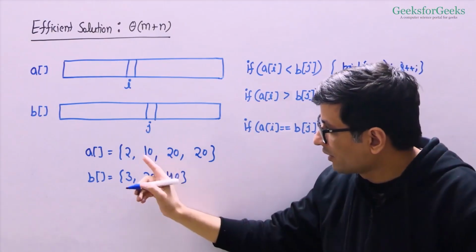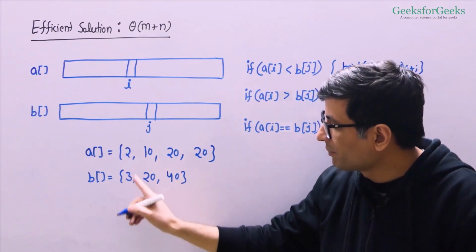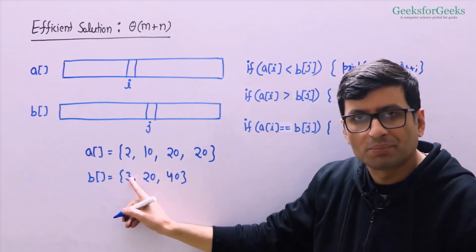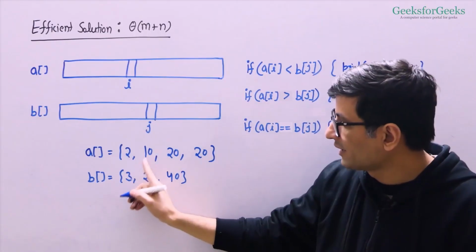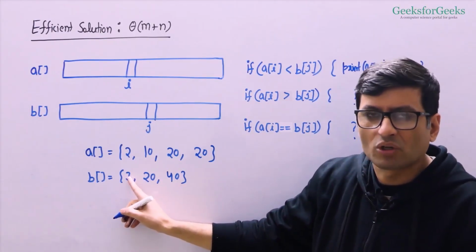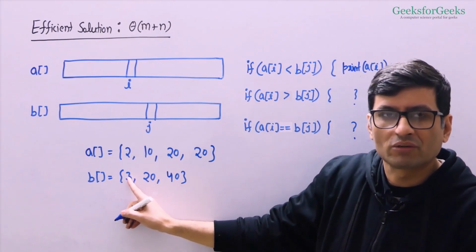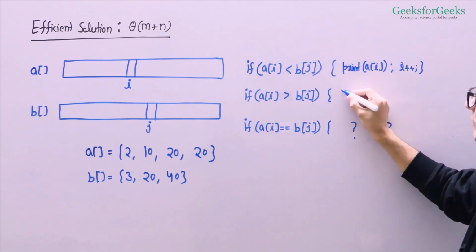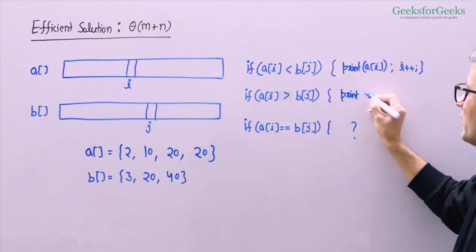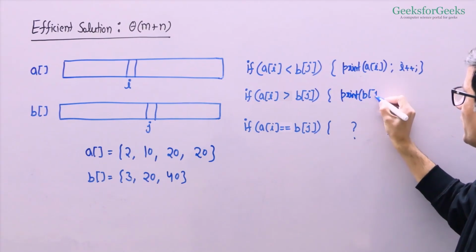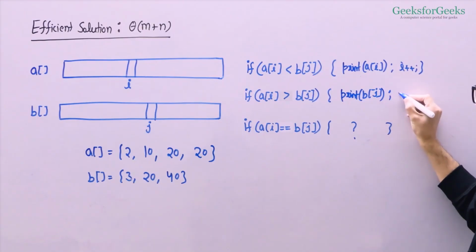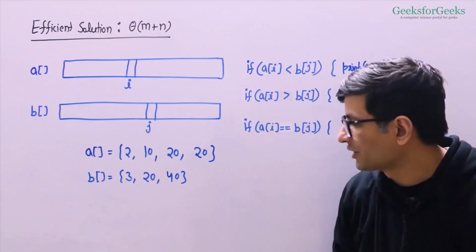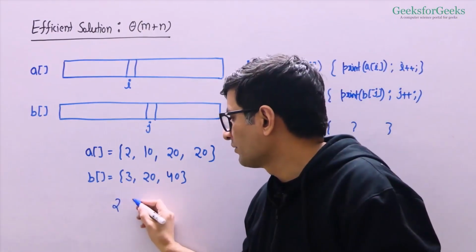So that's how we'll handle 2 and 3. We'll print 2 on the screen, then we'll move ahead. Now we'll compare 10 and 3. So now Bj is smaller, right? I is here and j is here. And when this is smaller, we are going to print Bj and we are going to move ahead in array B, right? J plus plus. That's what we do when they are this way. So we'll print 2 first, then we'll print 3 first.